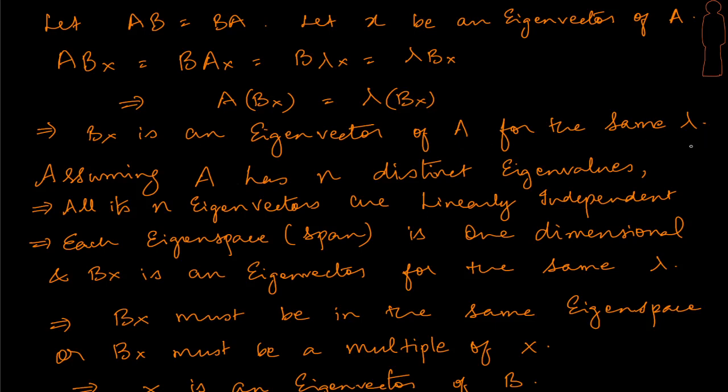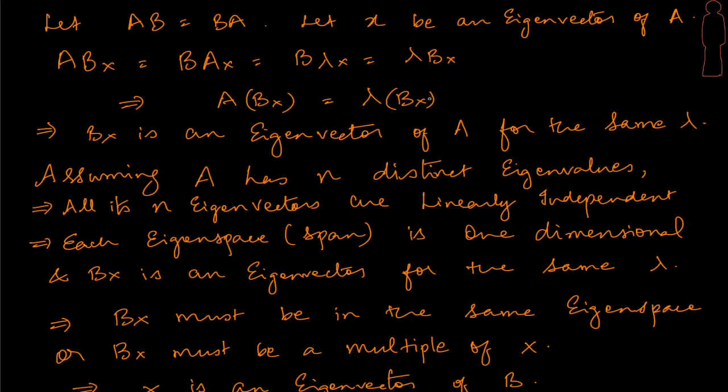Let me assume that A has n distinct eigenvalues. If A has n distinct eigenvalues, then its eigenvectors will be linearly independent. Now, when we say that each one is linearly independent, you can look at the span of those independent eigenvectors. They will all be simply lines, or one-dimensional eigenspaces. What I mean by eigenspace is simply the span of each of the eigenvectors. Since I have n linearly independent eigenvectors, each of them will be one-dimensional.